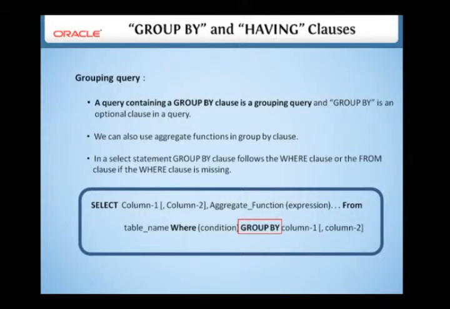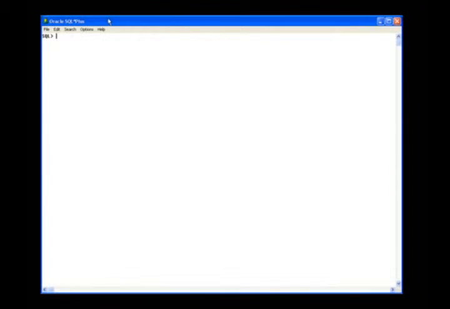Now we will discuss how the group by clause works. Group by clause collects the rows into groups based on common values in the grouping columns. Except nulls, rows with the same set of values for the grouping columns are placed in the same group. Type the statement in SQL prompt like this and execute it.